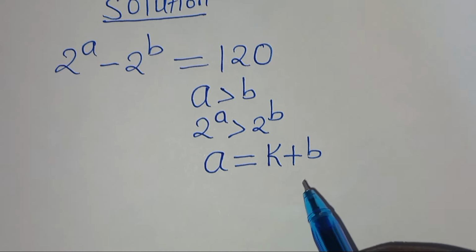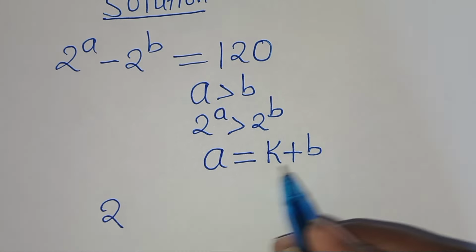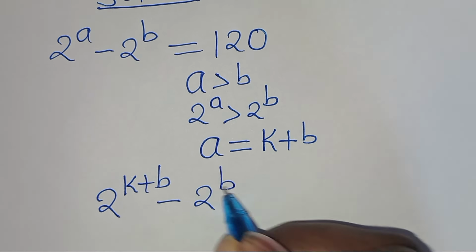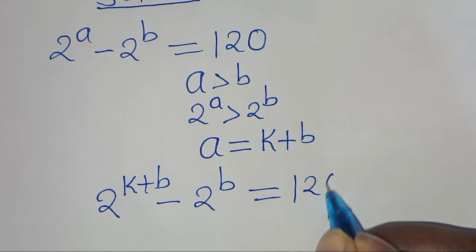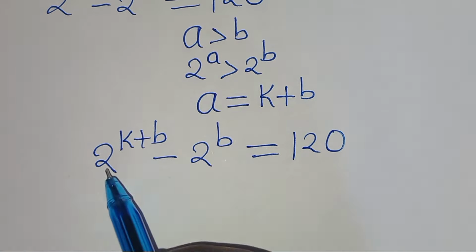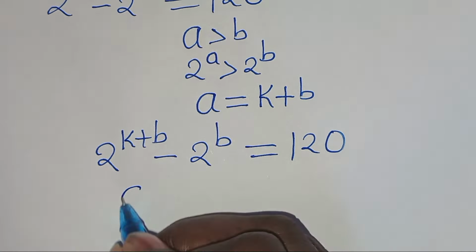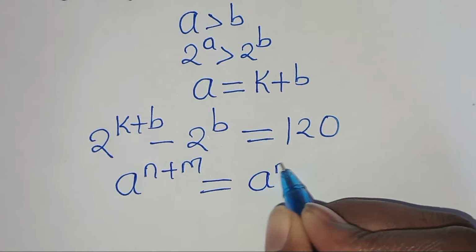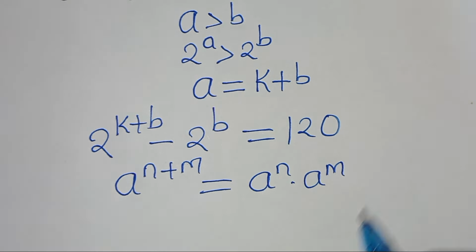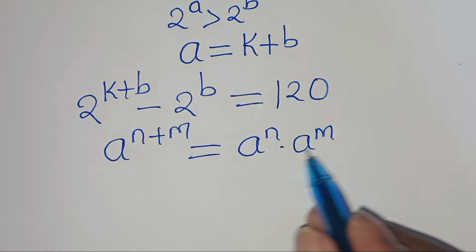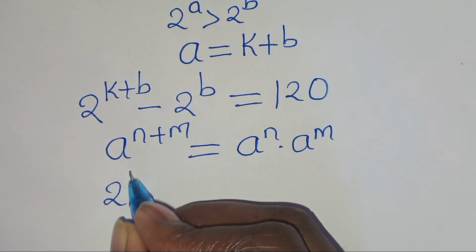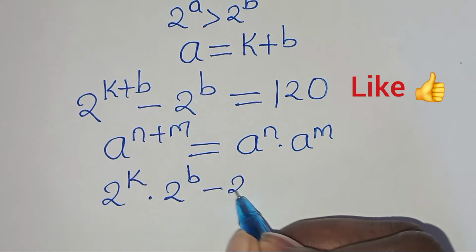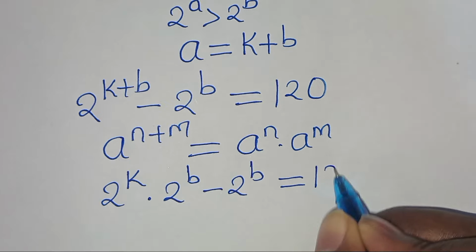So let's substitute a back to the equation here so that we have 2 to the power of a, which is k plus b. Then subtract 2 to the power of b. This is equal to 120. The next step is that 2 to the power of k plus b. This is in the form of a to the power of n plus m. And this can be expressed as a to the power of n times a to the power of m. Applying this exponent property, then we have 2 to the power of k multiplied by 2 to the power of b minus 2 to the power of b. This is equal to 120.